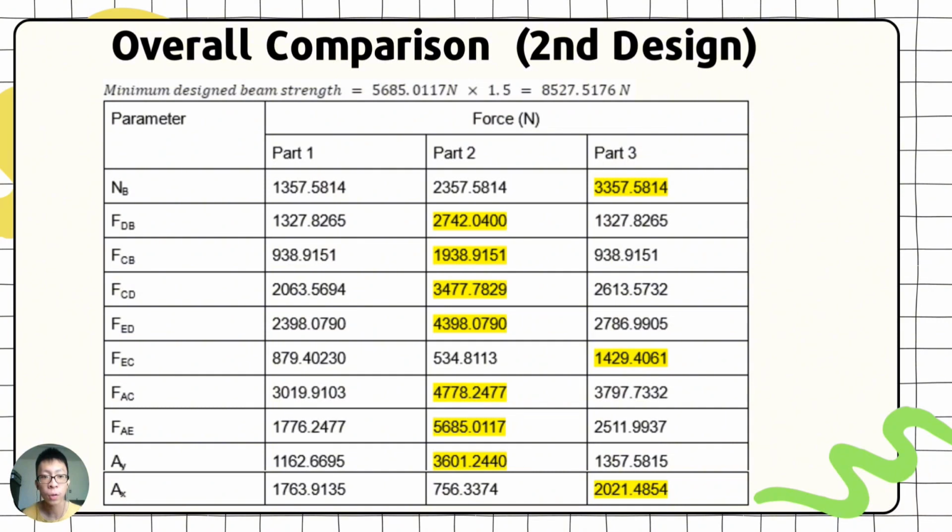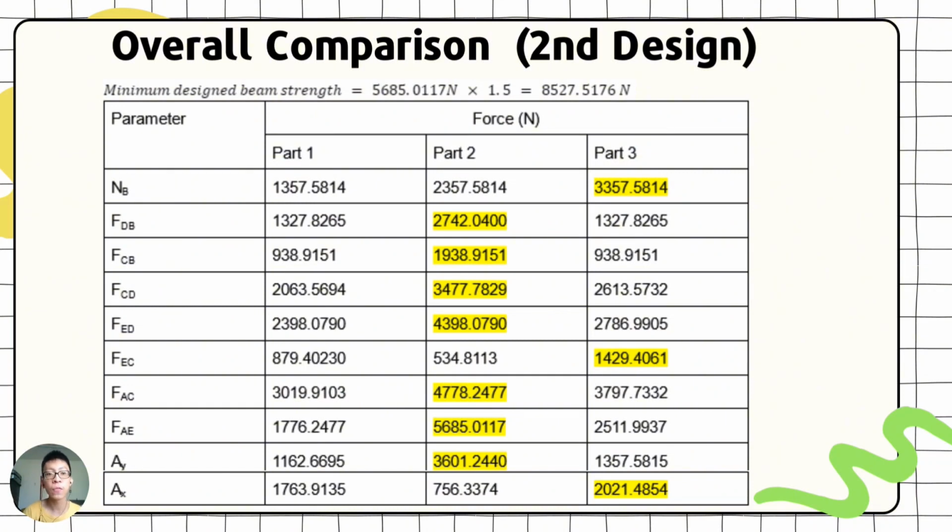And this is a comparison graph for all three conditions. We can find that when the load is at the center, most of the beams exhibit the greatest force compared to the other two conditions. For the sake of convenience, we'll be using the greatest force, from FAE when the load is at the center, times the safety factor, which we assume to be 1.5, and then we get 8527.5176.